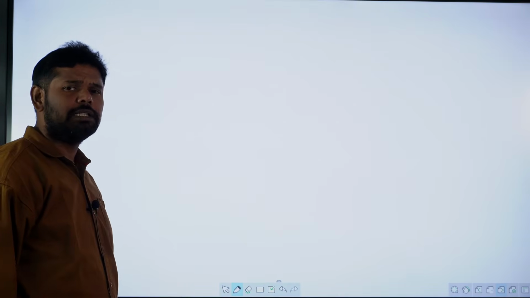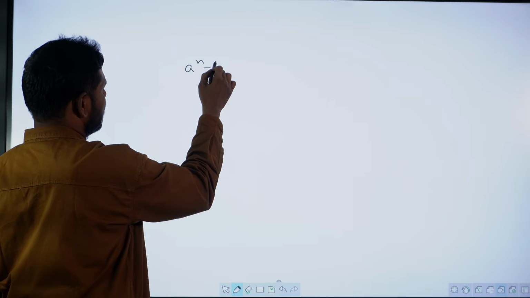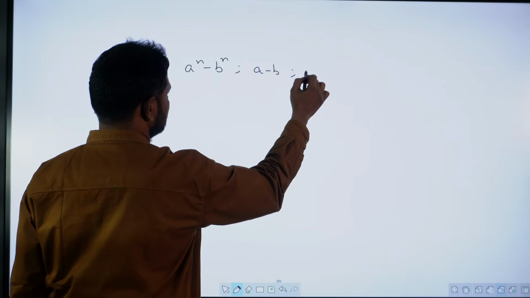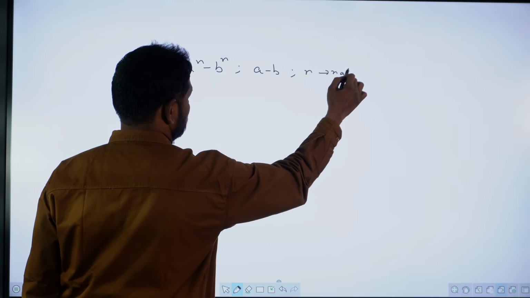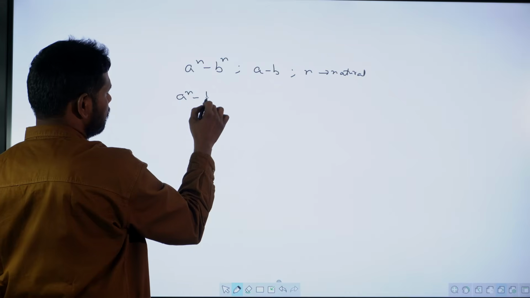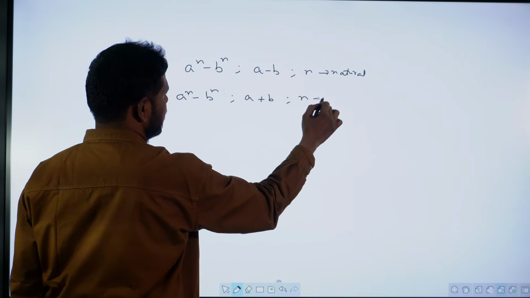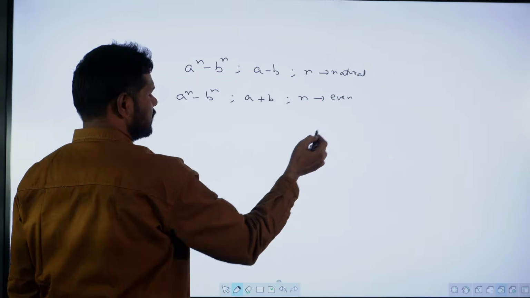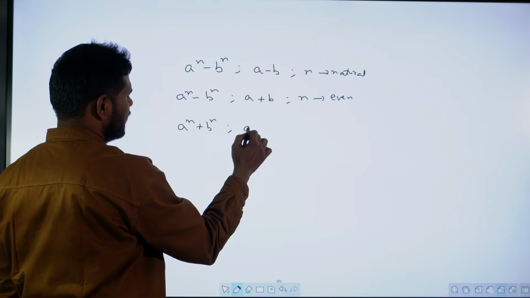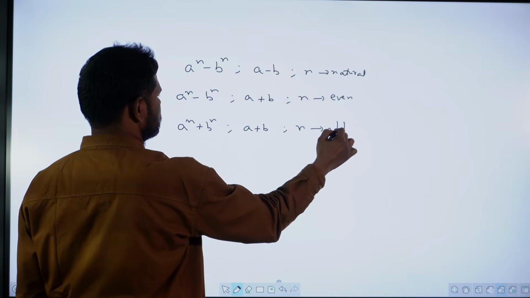Okay. These are some basics, and we already discussed that a power n minus b power n is always divisible by a minus b, where n is natural. This type of question is already discussed. A power n minus b power n is divisible by a plus b if n is even. And a power n plus b power n is divisible by a plus b if n is odd. This we discussed.